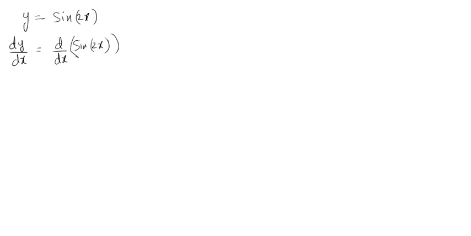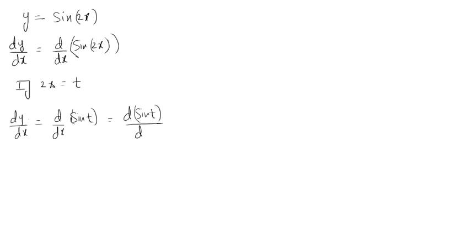Now, if I put 2x equal to t, so I am expressing x in the form of another variable, which is t. So dy by dx is nothing but d by dx of sine t. Now what I will do, I will divide and multiply by a dt here. So it can be written as d sine t by dt into dt by dx.